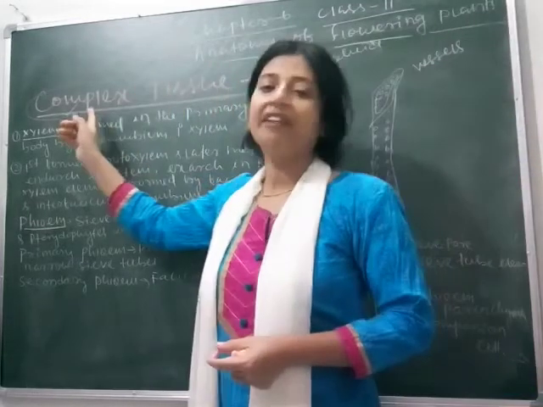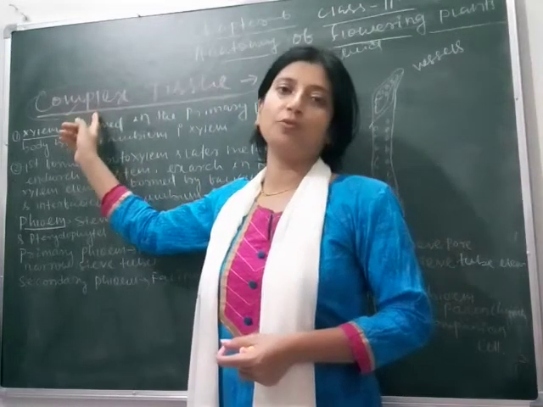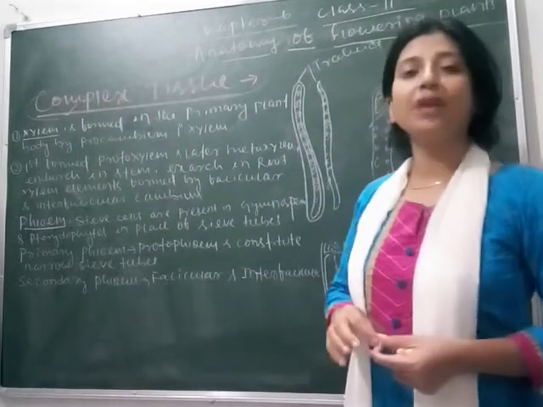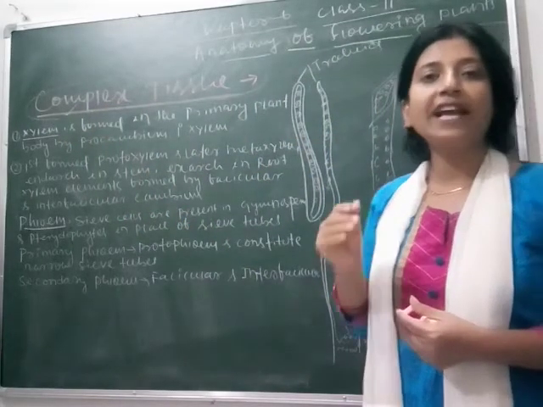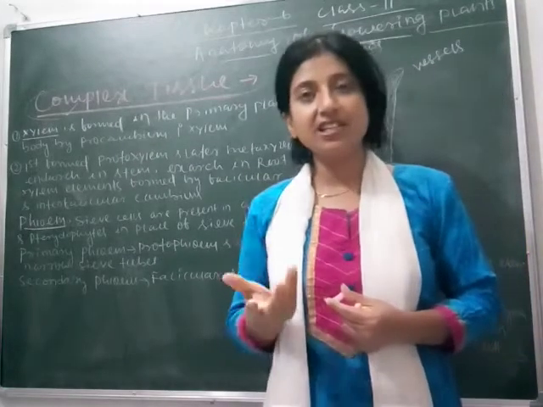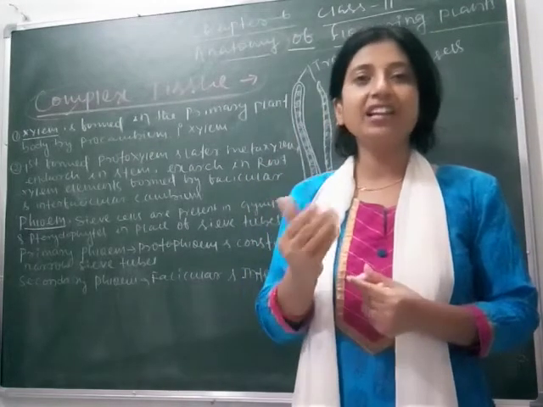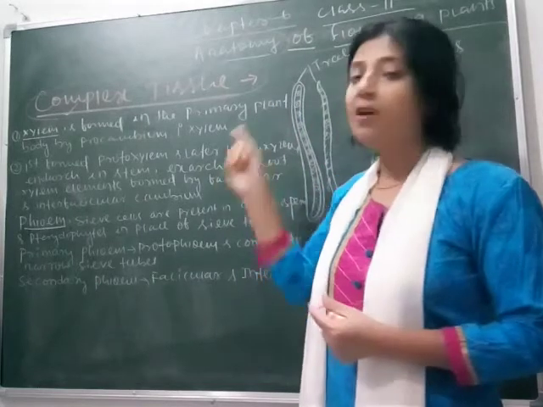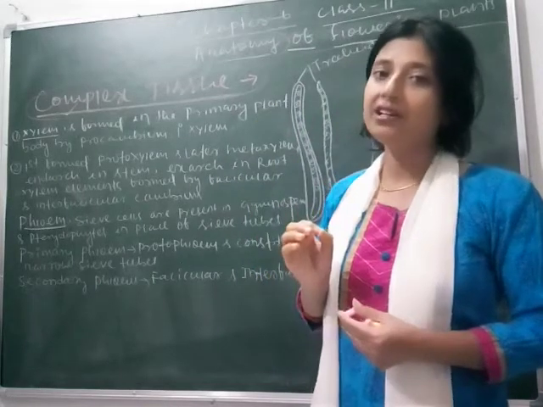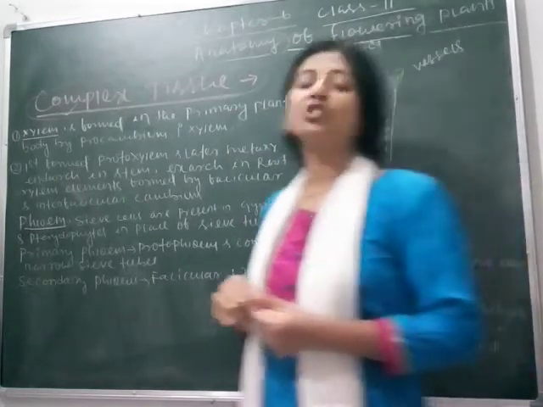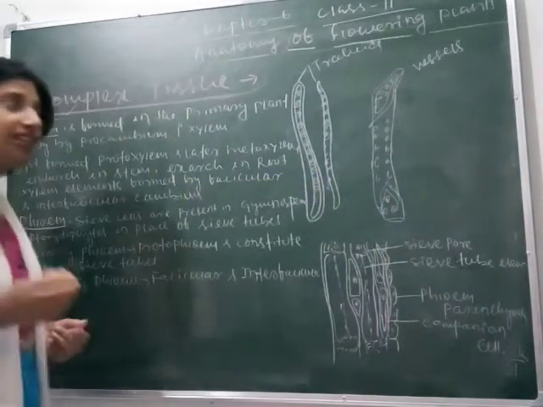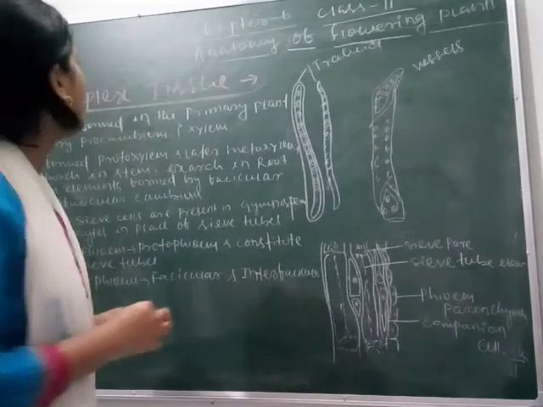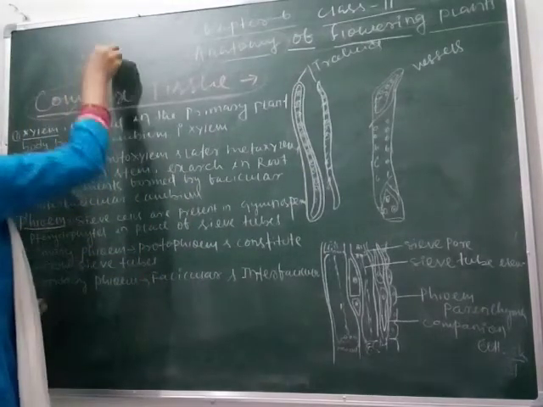First, let's define what complex permanent tissue is. Complex permanent tissue is made up of more than one type of cells which combiningly or unitedly perform a similar function. Clear? So, complex tissue is divided into two types. As you already studied in class 9th, complex tissue is divided into two types.